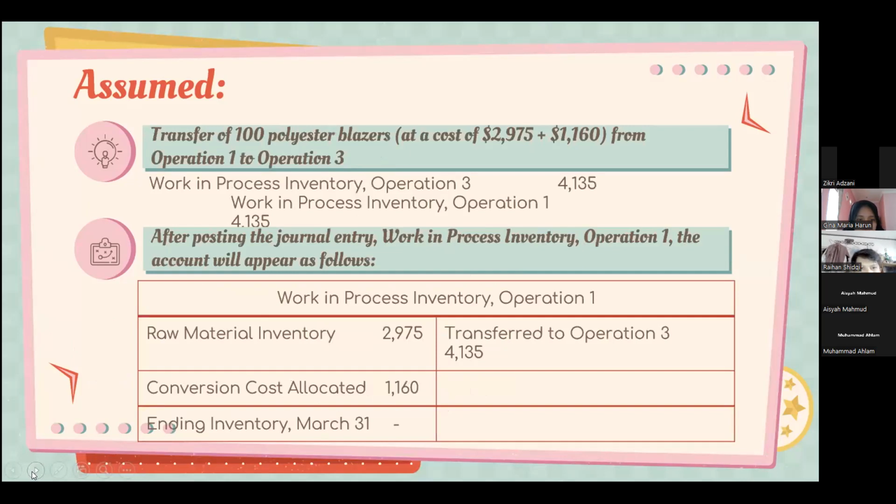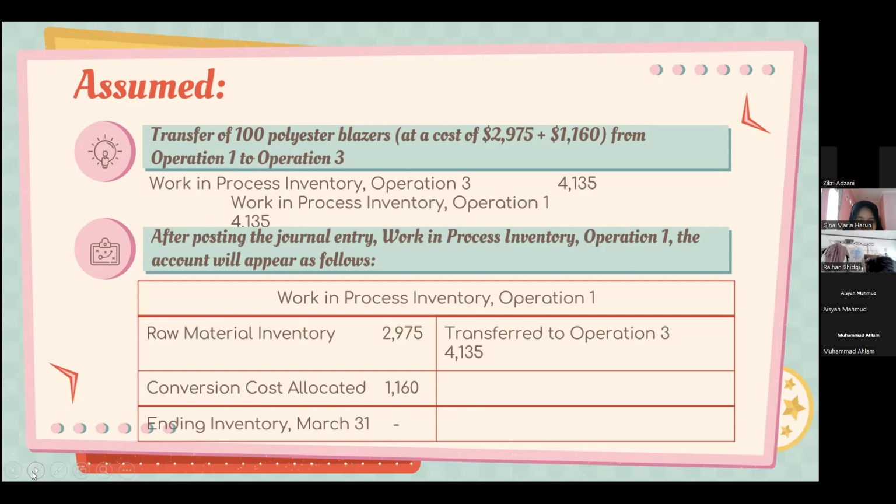And the next assumption is transfer of 100 polyester blazers at a cost of $2,975 plus $1,160 from operation 1 to operation 3. So in the journal, we record work in process inventory operation 3 in the debit and work in process inventory operation 1 in credit with the same amount of $4,135.